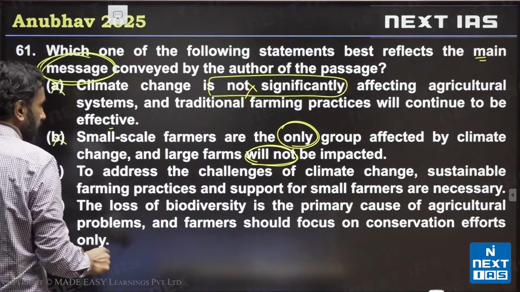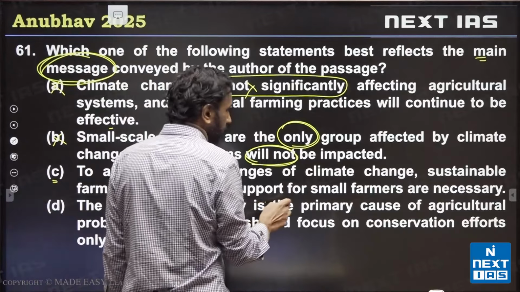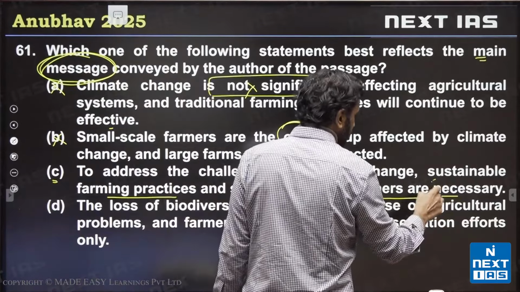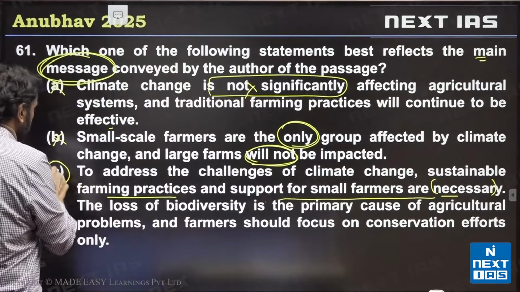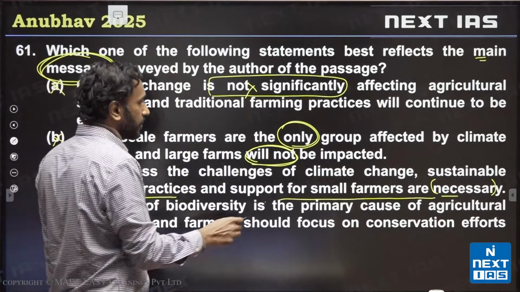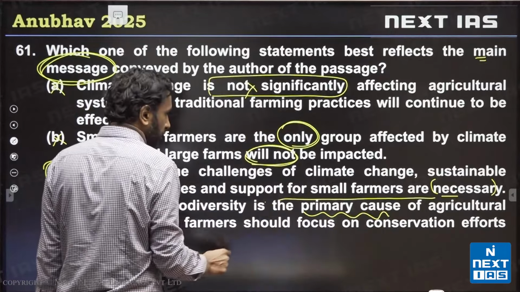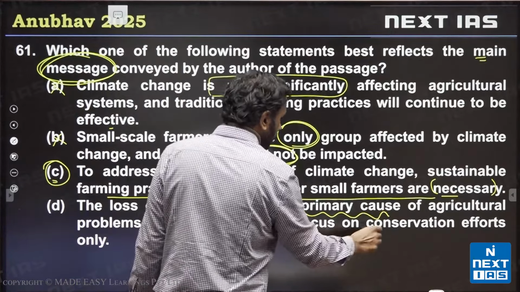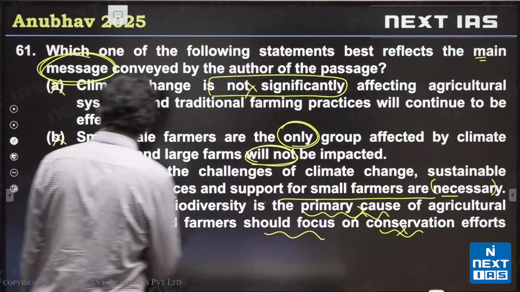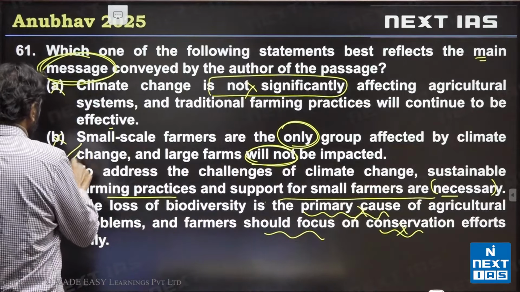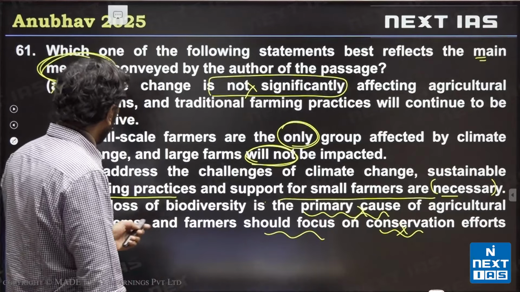Let's look at C. To address the challenges of climate change, sustainable farming practices and support for small farmers are necessary. They are crucial. So C could be the right answer. Let's look at D. The loss of biodiversity is the primary cause for agricultural problems. Farmers should focus on conservation. Primary cause is not discussed. C is the only possible answer. Again, a fairly easy question.